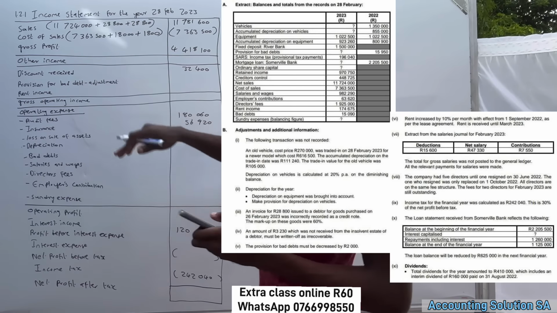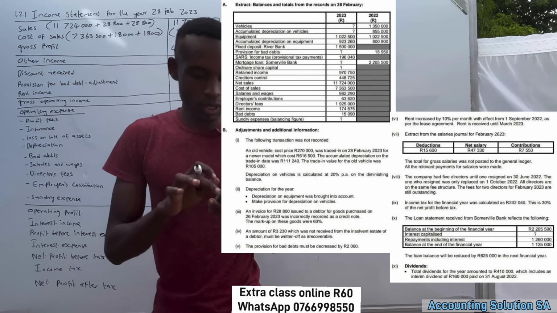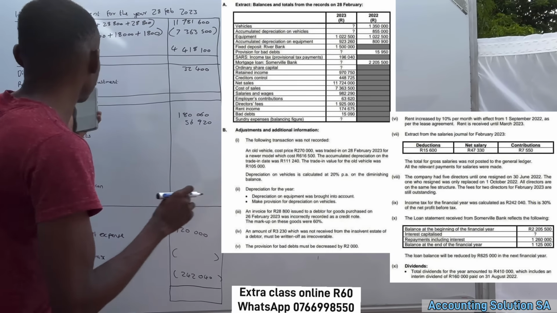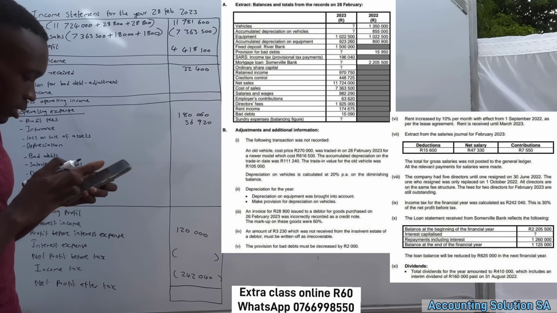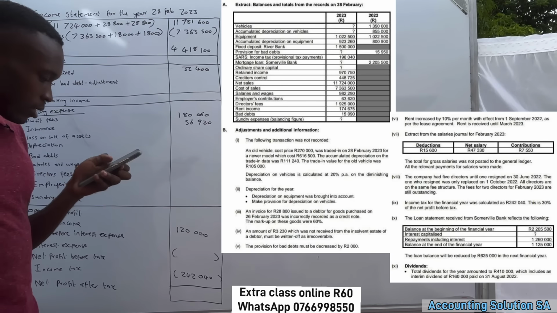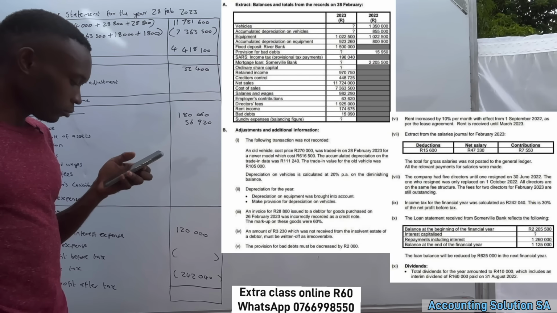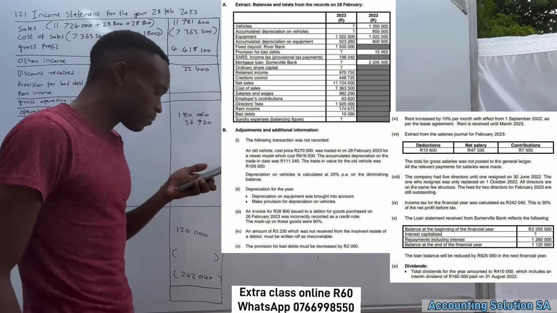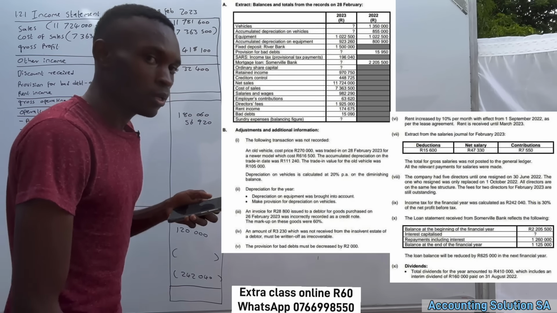We're looking for provision for bad debts and rent income. Let's look at those transactions. Let's start with provision for bad debts. Transaction number 5. They said provision for bad debts must be decreased by 2,000.